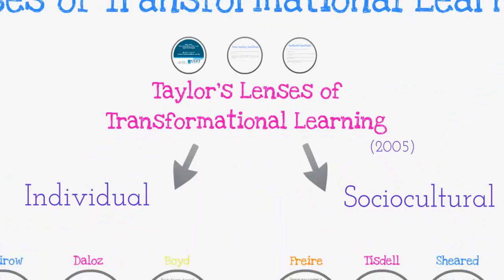Taylor developed 7 lenses through which to view transformational learning, and they come in 2 groups. The first group is where the locus of learning is in the individual, and the second group is where the locus of learning is socio-cultural or within the environment. I hope you're starting to see some themes here, as we go from way back at the beginning of this course with the nature-nurture models of society and psychology. We're still in the middle of that continuum between the individual and the environment, and where our learning comes from. So let's take a look at Taylor's lenses.